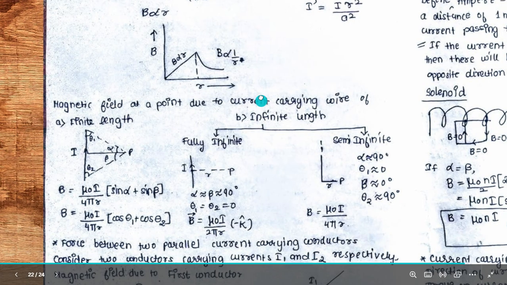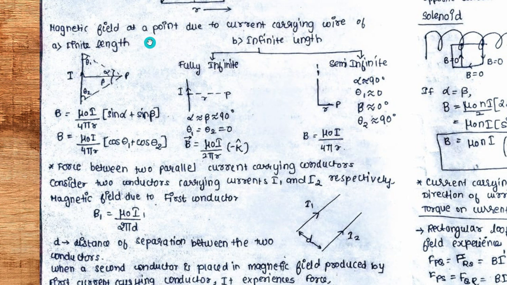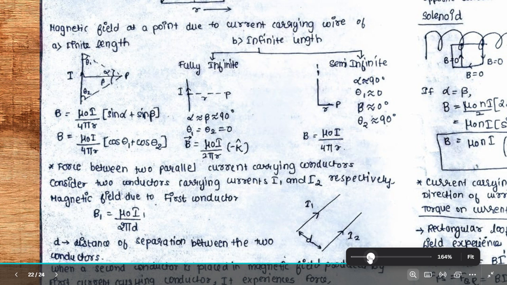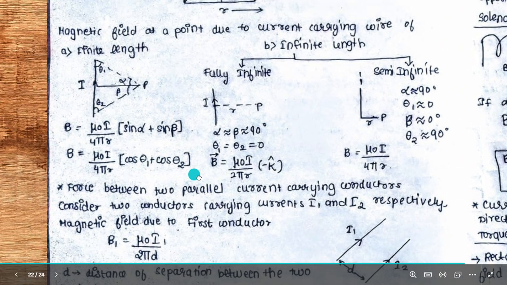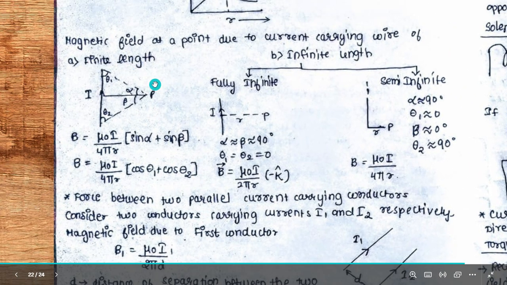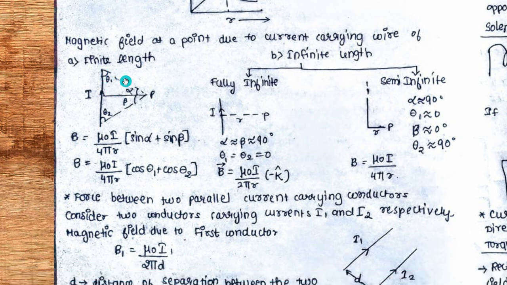Now the magnetic field at a point due to a current carrying wire. Now we have a current carrying wire. If it is of finite length, this is the formula. Now this is for the objective part. When I talk about a finite length, this is the angle.